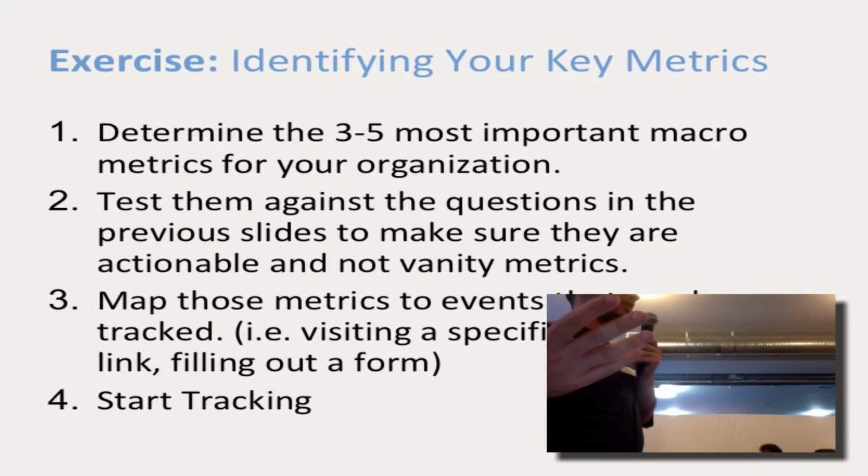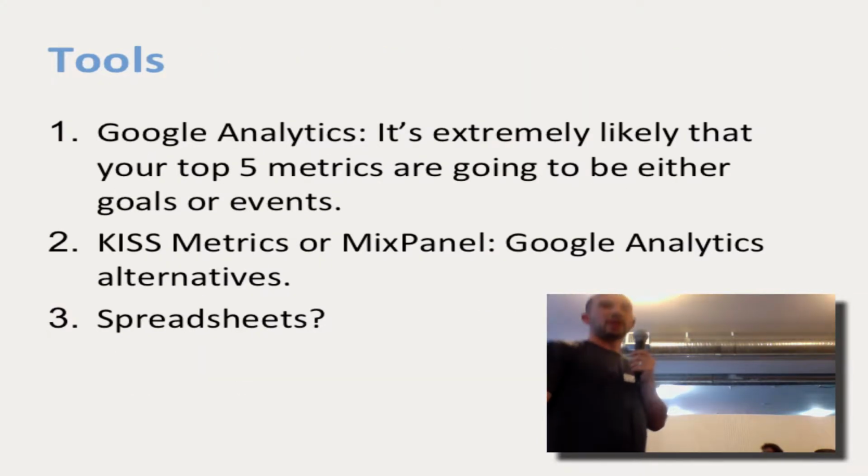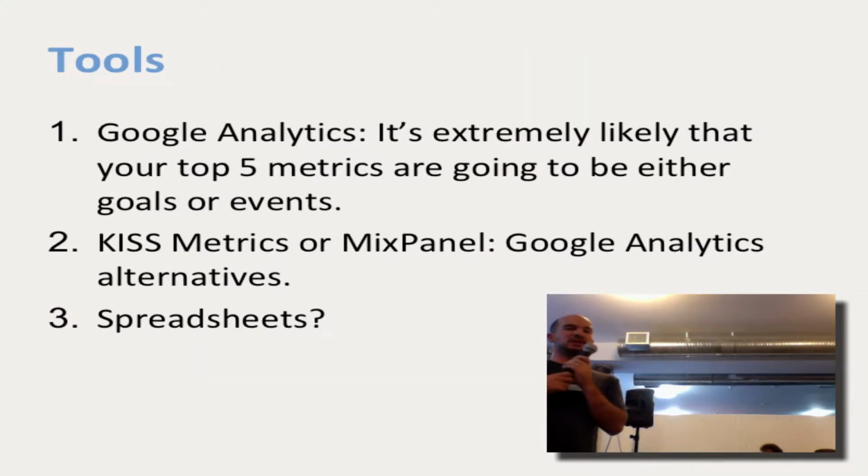Eventually try and get it online because it's going to be more maintainable that way, but think about what the most important thing is, and then test them against the questions, and then try to determine what behavior corresponds to those metrics, right? Is it somebody signing up, giving you their email address? Almost all of the time, in Google Analytics at least, these are going to be goals and events. This is just a tip for you if you're using Google Analytics. They're not going to be something you can just get by default. You're going to have to set up a goal.